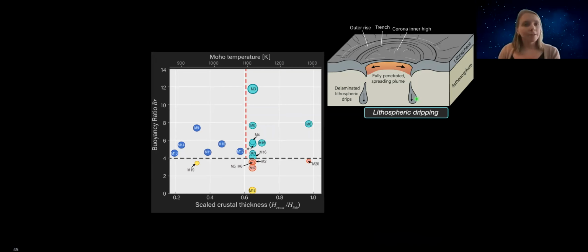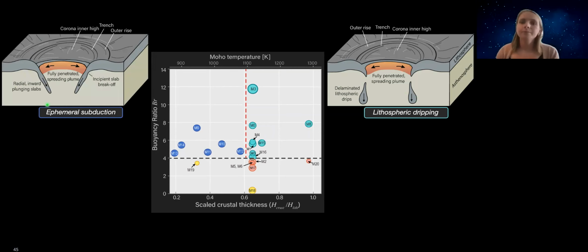Then on the top left corner, models display also buoyant mantle plumes that again fully break up the lithosphere. But instead of lithospheric dripping, here we have a retreating subduction zone of the more rigid crust, but eventually the crust and lithosphere is not strong enough to maintain the subduction zone, and the slab breaks off.